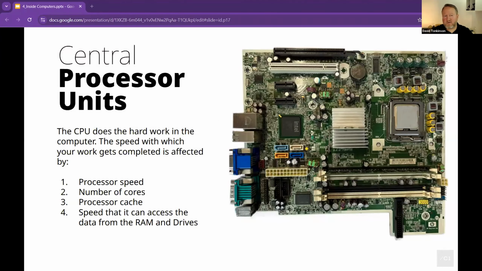Right, let's shuffle on then. Let's talk about our central processing unit. We know this is the brains of our system. This is what does all the hard work in our computer. Important things we know are processor speed, number of cores, processor cache. Remember our cache? That's the memory that is really close and is really fast. And the speed that it can access data from the RAM and drives. Those are the important things about our processor. It does all the hard work. We've basically pointed it out. Might take one out. We'll have a chat about taking one out in a bit, actually.